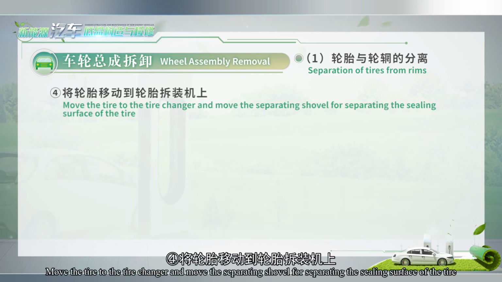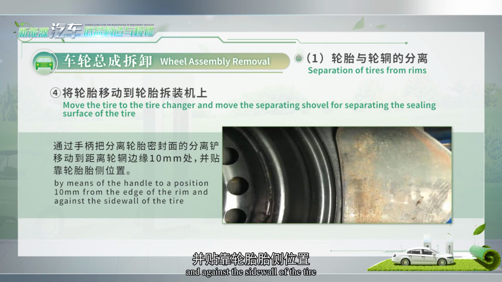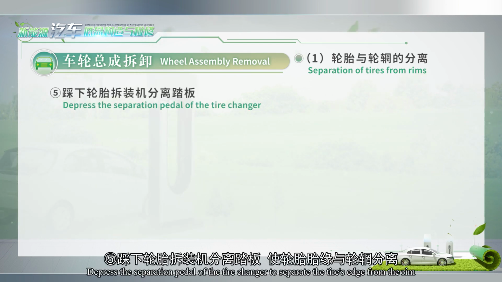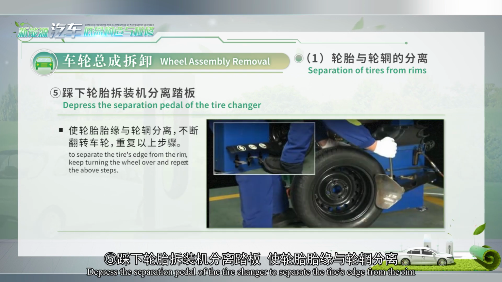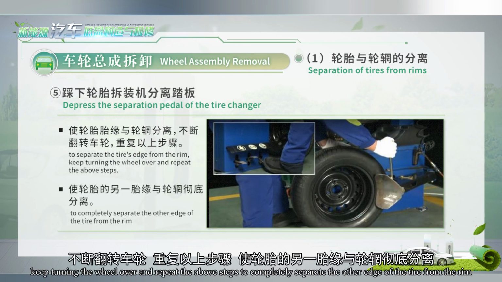Move the tire to the tire changer and move the separating shovel for separating the sealing surface of the tire by means of the handle to a position 10 mm from the edge of the rim and against the sidewall of the tire. Depress the separation pedal of the tire changer to separate the tire's edge from the rim. Keep turning the wheel over and repeat the above steps to completely separate the other edge of the tire from the rim.